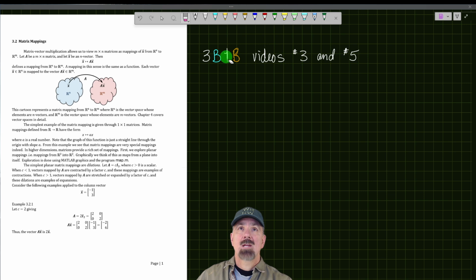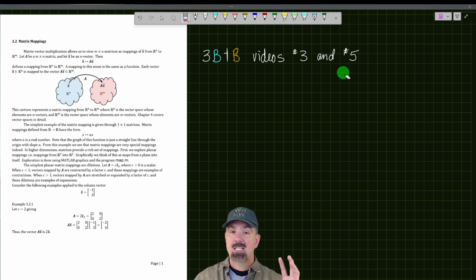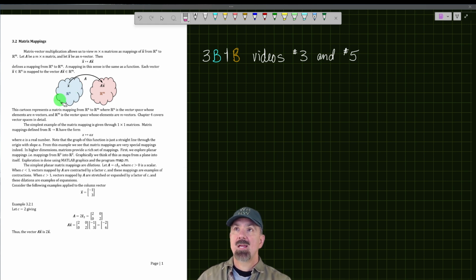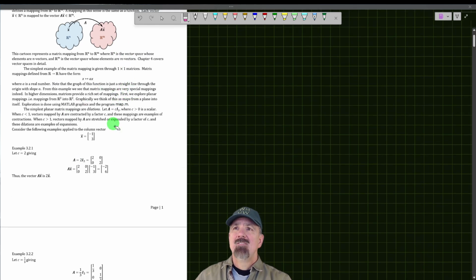Again, I recommend that you go look at the Grant Sanderson videos, the 3 Blue 1 Brown videos number 3 and 5, and you can see Sanderson puts this up front in his conversation as well. It's important to understand that what we're talking about with matrix vector multiplication is really a function. It's really a mapping from an input space Rn to an output space Rm, where we have a matrix of size m by n.